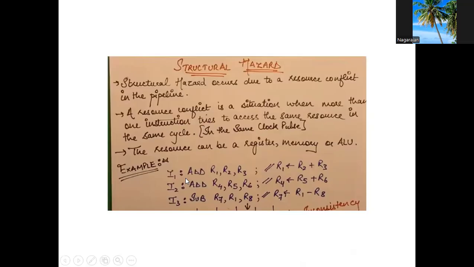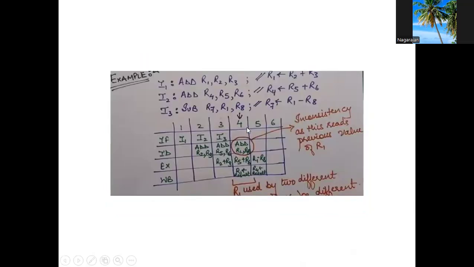Let's see an example to get a clear idea. Let's assume that instruction I1 has the operation add R1, R2, R3. Similarly, I2 has the operation add R4, R5, R6, and I3 has a subtraction operation. To understand the pipeline with hazards, especially structural hazard, you should know these four stages: instruction fetch, instruction decode, execution, and write back, where at last the result is written back. Here we fetch instruction 1 in clock pulse 1, I2 in clock pulse 2, and I3 in clock pulse 3.